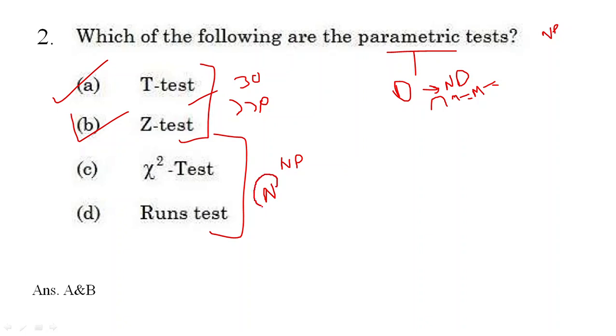So you can conduct any non-parametric test when you are going for any data set which is not normally distributed. Such as one of them is chi-square test and runs test. Runs test basically determines the variability of a sample. So this was question number two.